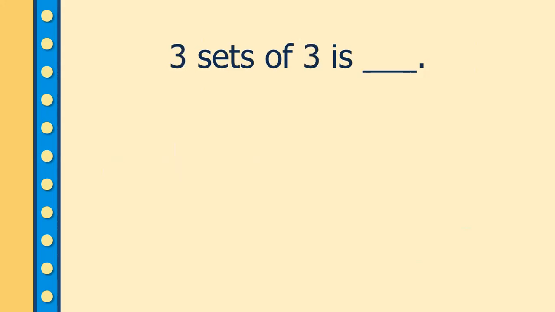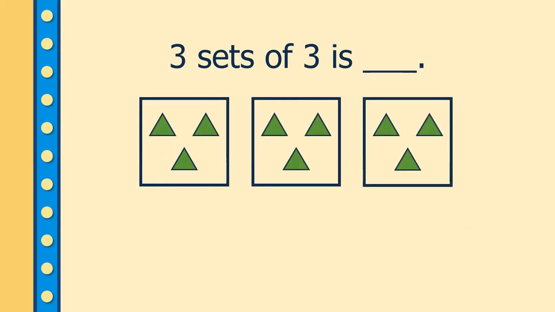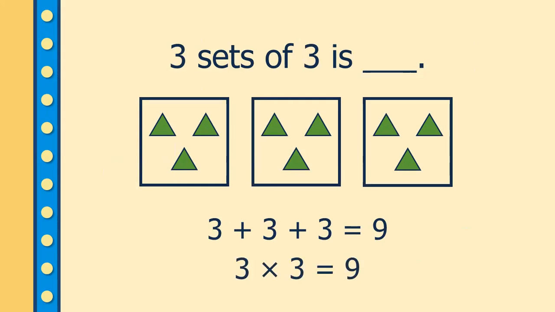Now we have 3 sets of 3. And again, we're going to draw a picture here, and we're going to have 3 squares. They're going to have 3 triangles in each square. If we want to do this as an addition problem, it was 3 plus 3 plus 3 equals 9. But if we're going to do it as a multiplication problem, we're going to simply say 3 sets times 3 in each set equals 9. So the factor 3 times the factor 3 equals the product 9.